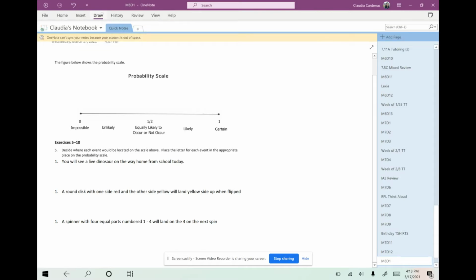So for some reason, the letters messed up whenever I transferred. So this should be situation A, situation B, and situation C. So in order to do this, we need to read each example and determine what is the likelihood of these situations happening. So I know that for option A, it says you will see a live dinosaur on the way home from school today. So what is the possibility or probability of that happening?